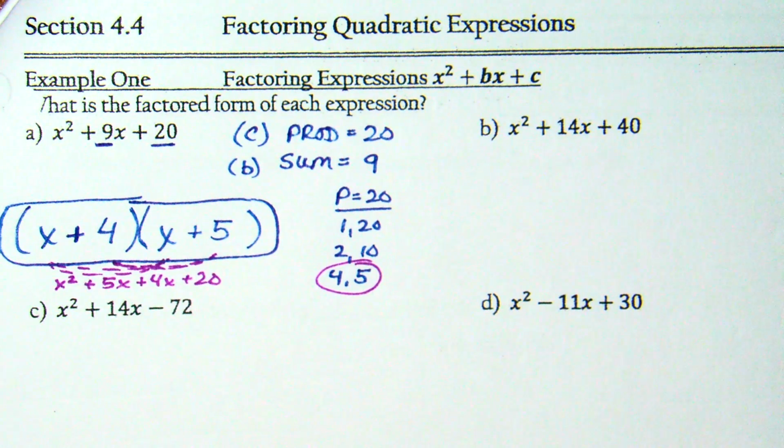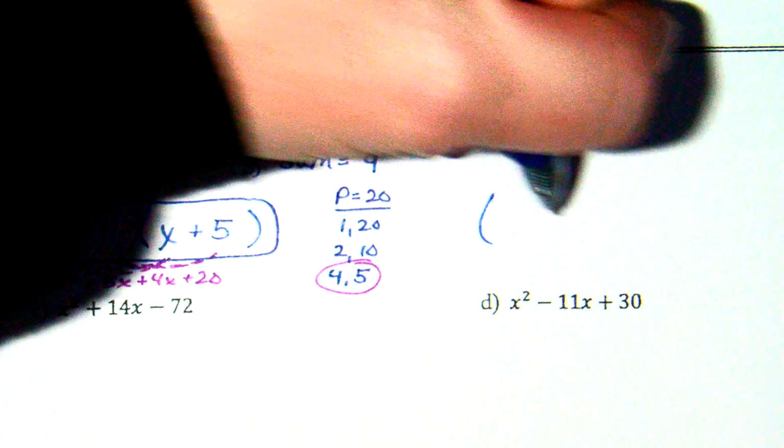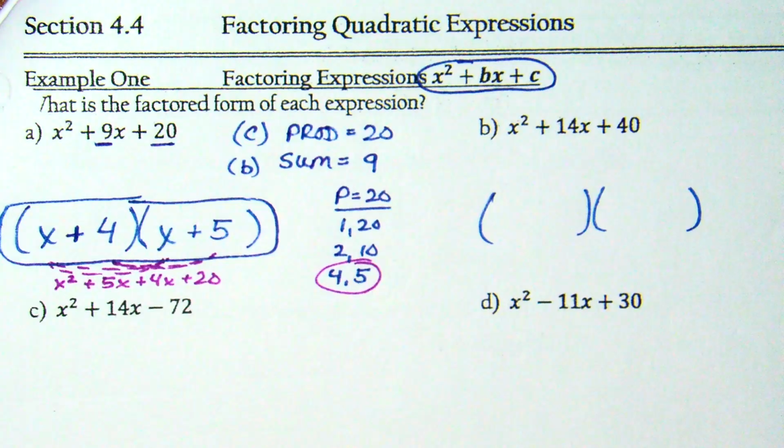Okay, example B, x squared plus 14x plus 40. Trying to factor it. Notice it's in the x squared plus bx plus c form. All quadratics make parabolas, but not all quadratics are factorable. What do you know automatically about these two parentheses?